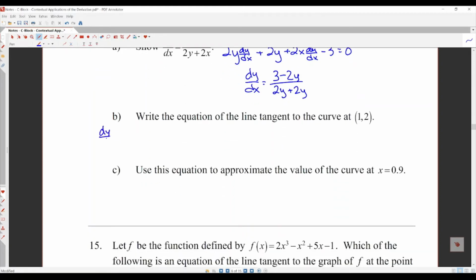So now I want the slope, dy/dx, at the point (1, 2). So plug in 2 for y and 1 for x. Equals 2. And I get negative 1/6.